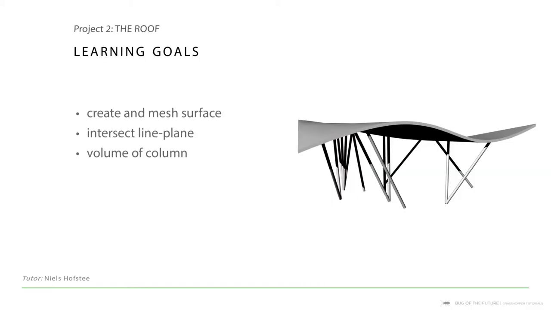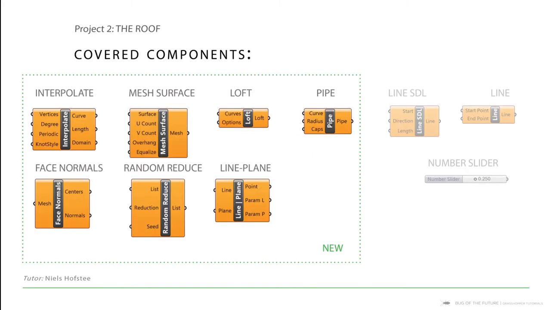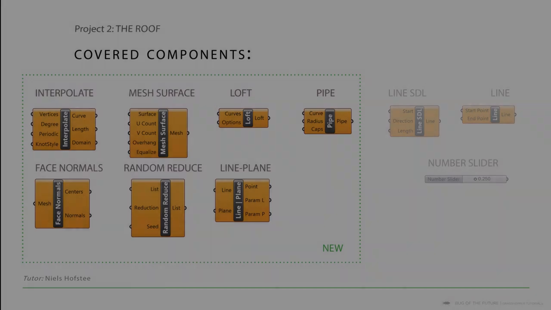We're going to create and manipulate a surface, which is essential for Grasshopper. Next to that, we're going to have a look at intersecting a line and a plane, and we're going to create a volume of the column. For the components, next to Line SDL, Line and number sliders, we're going to have a look at new components: Interpolate, Mesh Surface, Loft, Pipe, Line Plane Intersect, Random Reduce, and Face Normals. So let's get to it.